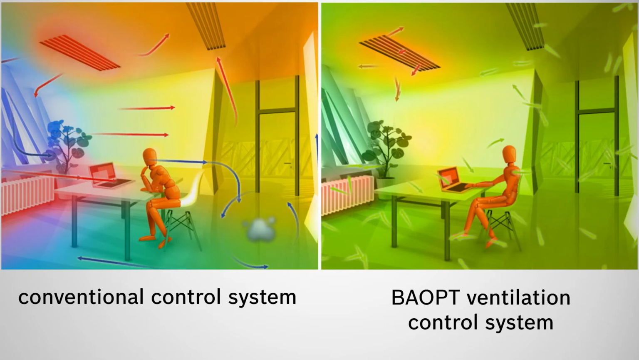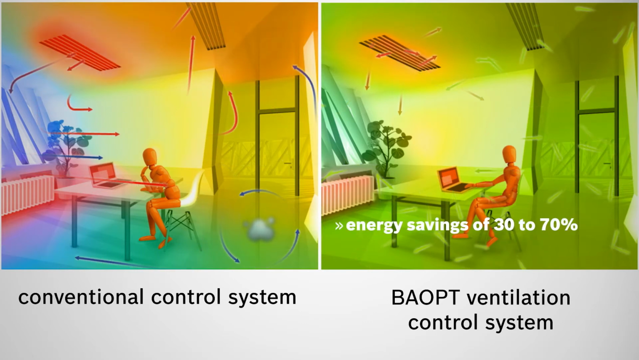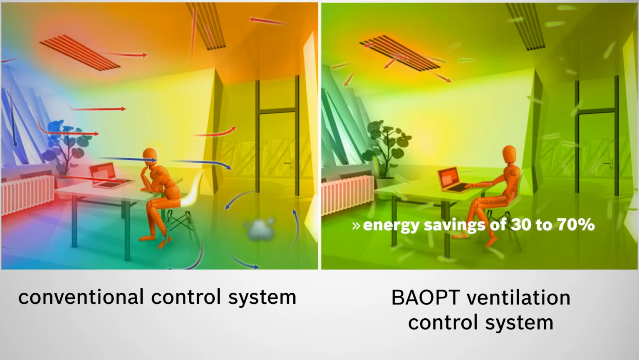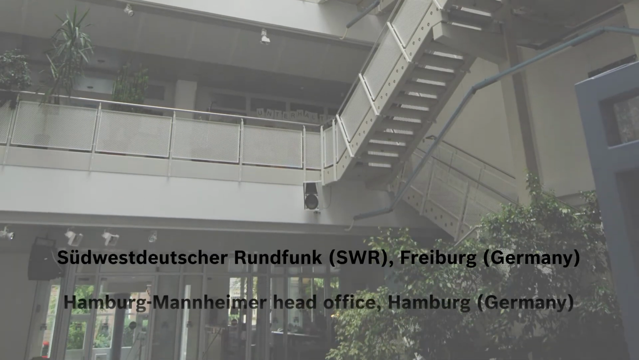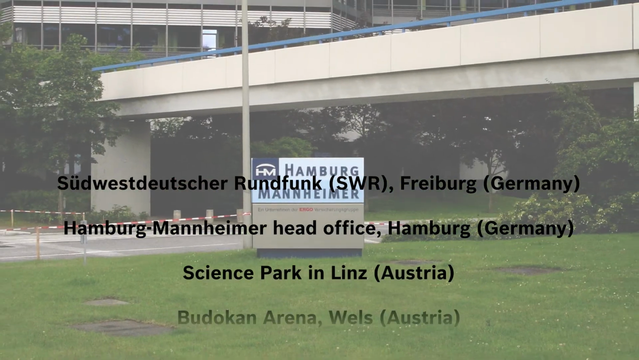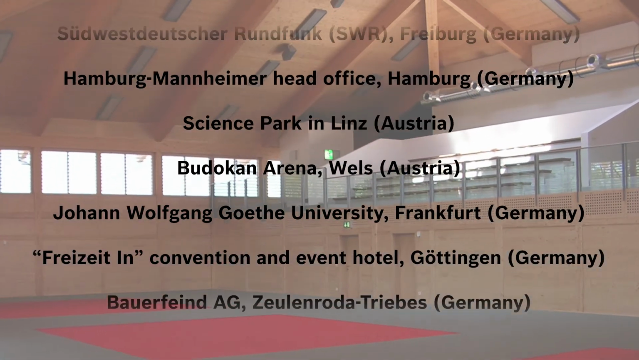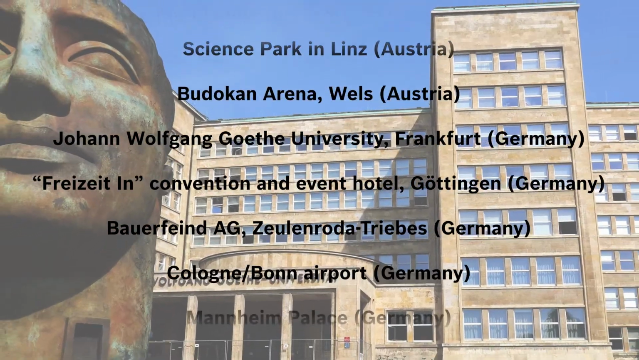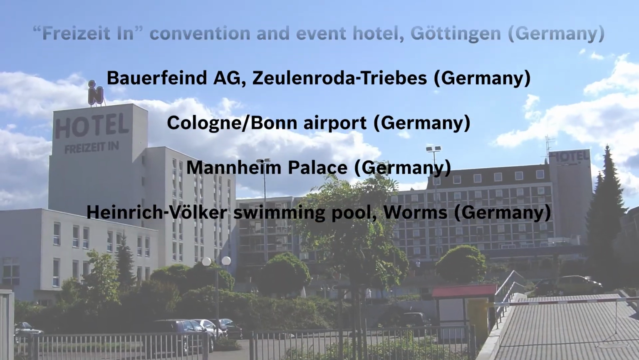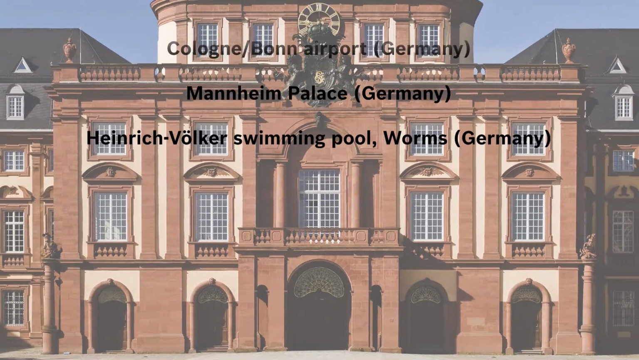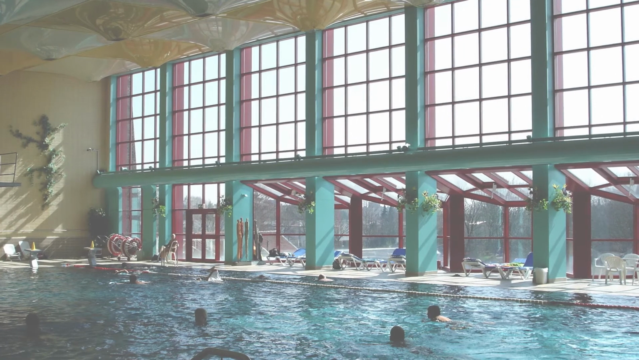What's more, thanks to the uniform temperatures maintained in the office, using a BAOPT system can help cut energy costs by up to 70%. Whether it's for company headquarters, hotels, manufacturing plants, airports, or any other sort of building, the BAOPT system has been installed in around 1,500 air conditioning and ventilation systems to date, including in Germany, Switzerland, Austria, and Australia. BAOPT is suitable for use in existing buildings as well as in new buildings.